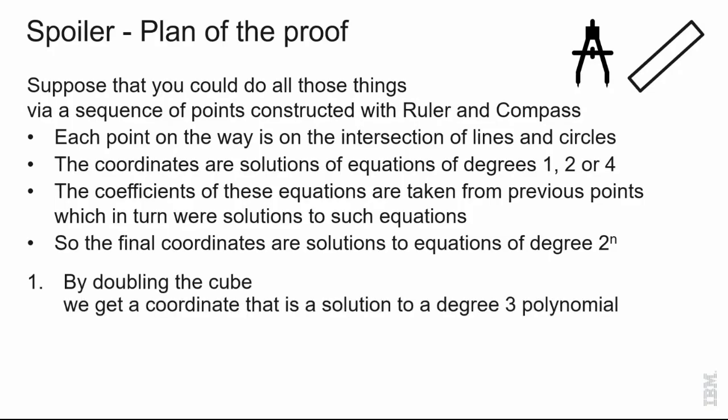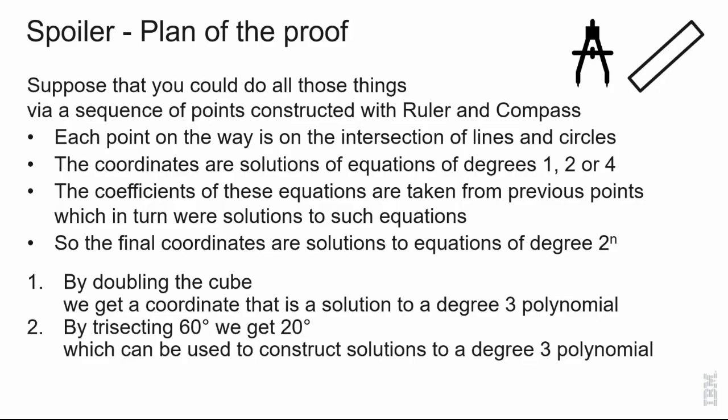Okay, but if you want to double the cube, it so happens that you get a coordinate which happens to be a solution to a degree 3 polynomial. We just declare that you can only create points that are solutions to equations of degree power of 2, and 3 is not a power of 2. So with a ruler and compass, you cannot double the cube.